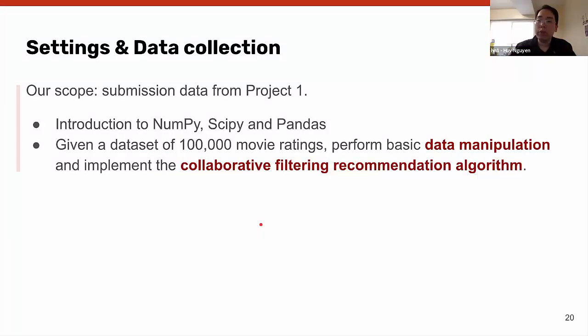So in this work, we focus on submission data from project 1 only. This is an introduction to the 3 standard data science libraries, NumPy, SciPy, and Pandas. The context of the project is that students are given a data set of 100,000 movie ratings, then they need to perform basic data manipulation and implement the collaborative filtering recommendation algorithm.